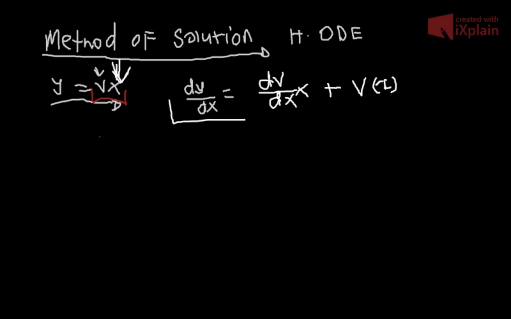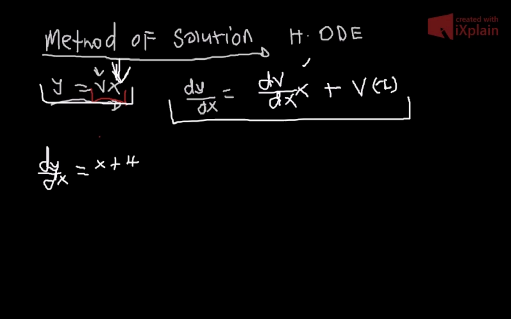This is what we should know before attempting to solve an ODE using the homogeneous method. We must have this first. Now let us pick an example: dy over dx is equal to x plus 4y divided by 3x. First thing first, when we come across such a thing, we need to make sure that we have this. So now this is the question.